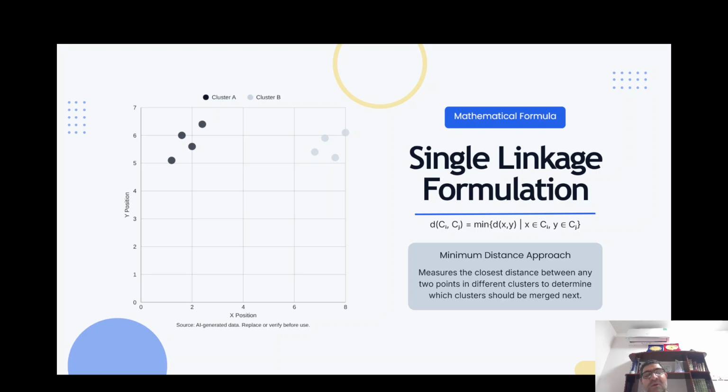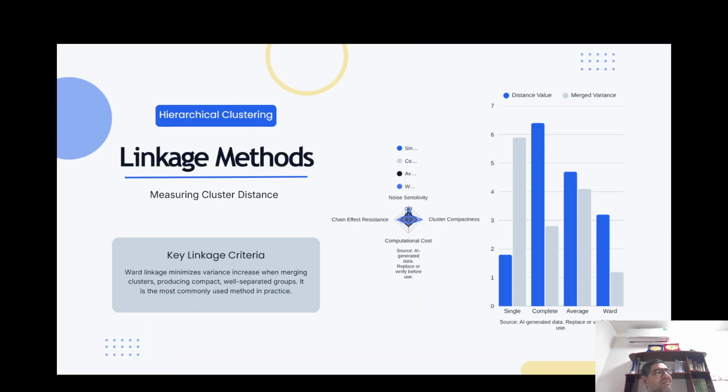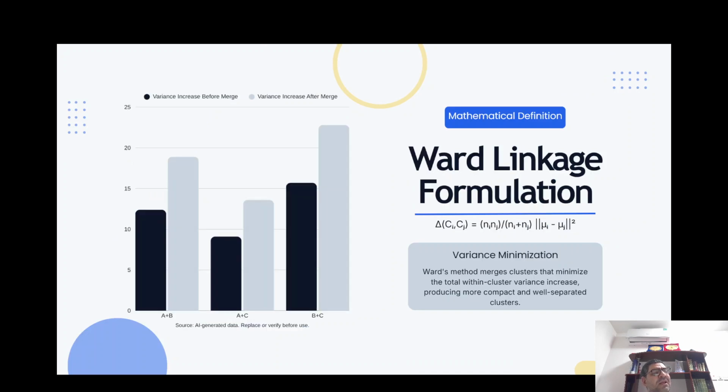It measures the closest distance between any 2 points in different clusters to determine which cluster should be merged. So any two clusters having two data points which are very close to each other will suggest that these two clusters should be merged. So single linkage is one formulation, and there is in fact a Ward linkage formulation. The mathematical definition of Ward linkage is an expression which we are going to discuss in detail in the next video of this episode, the next part.